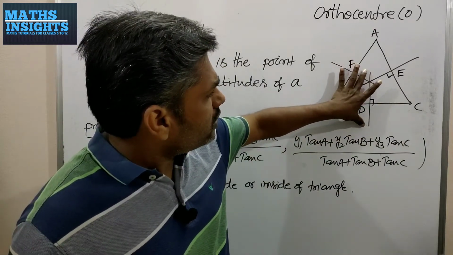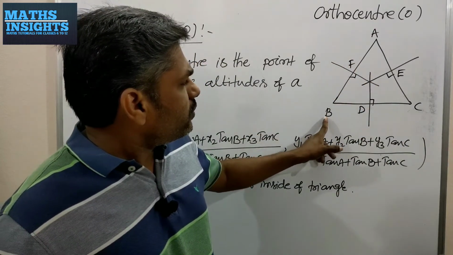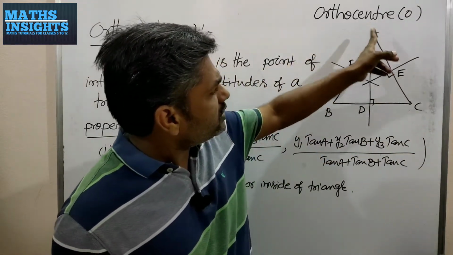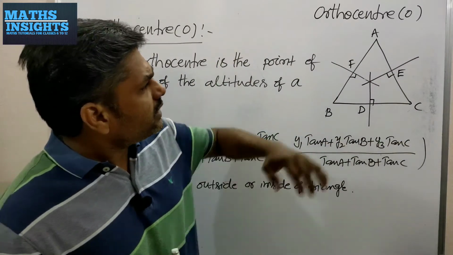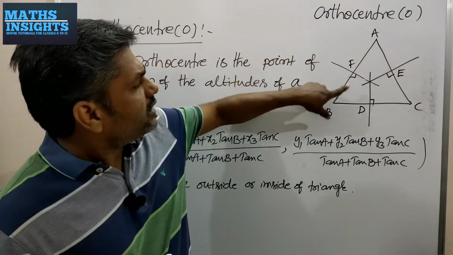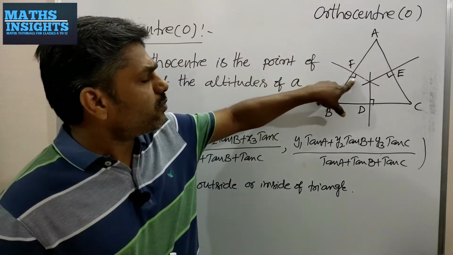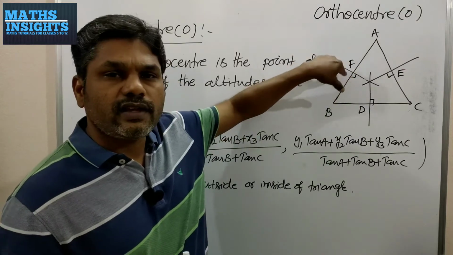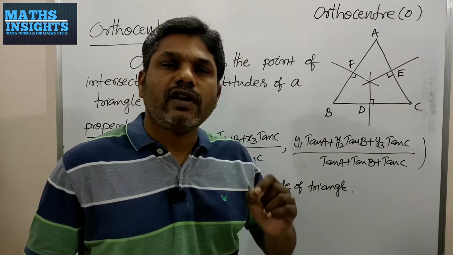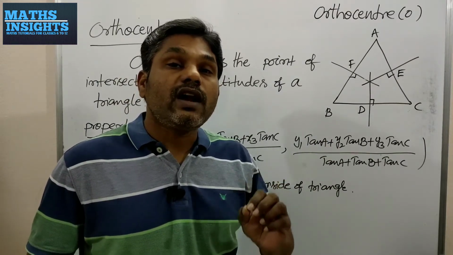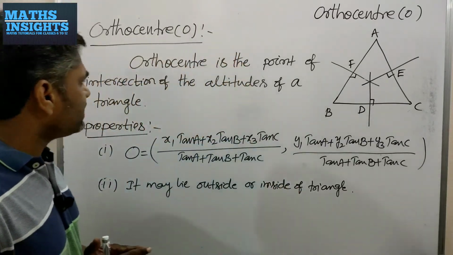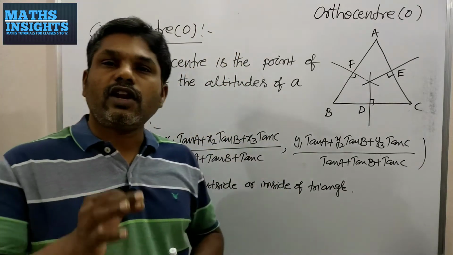This is one altitude, which is perpendicular to the side BC. If you see, this is another altitude, which is perpendicular to the side AC, and the third is meeting the side AB at point F. It is perpendicular, but it will not bisect the side into two equal halves. The point of intersection of all three altitudes is called the orthocenter, and it is generally denoted with the letter O.